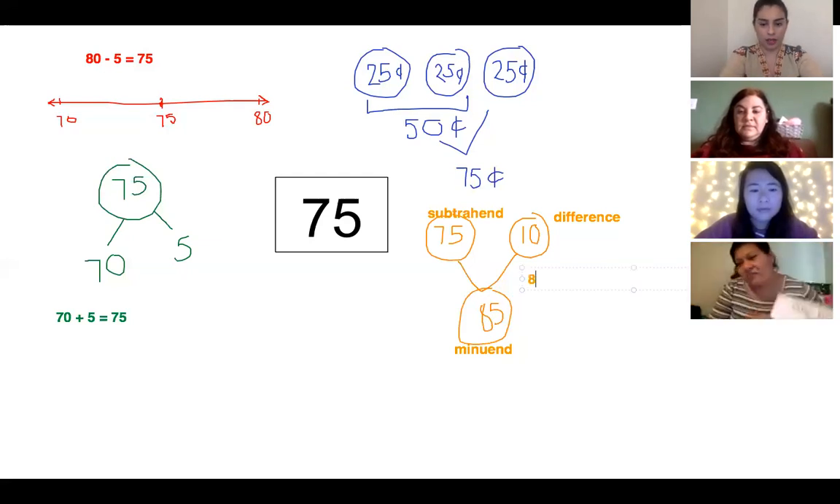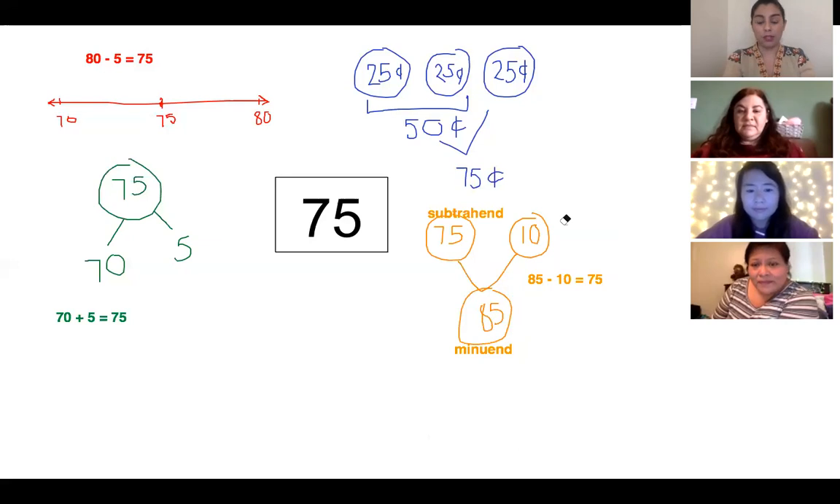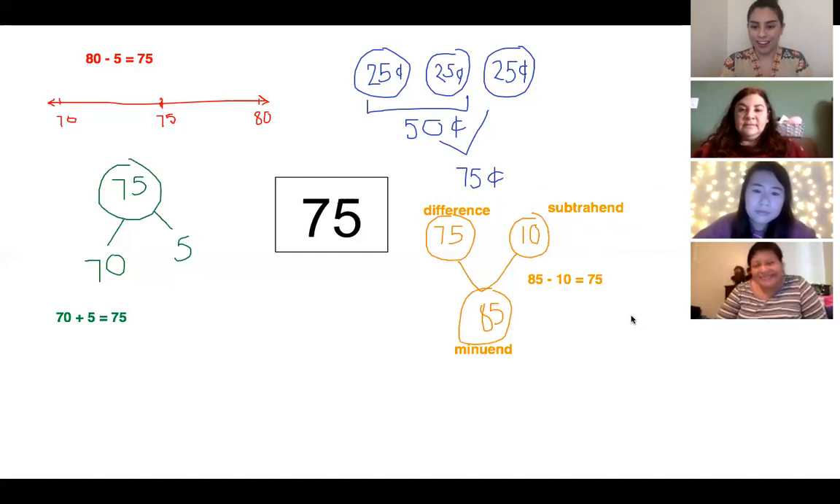Okay, so let's do that how you did it. So I need to change the vocabulary we have up here. Sorry. That means that our difference, remember, difference is always what it equals. In this case, our difference is 75 because we're trying to make 75. So I'm going to write it right here, difference. And then our subtrahend is 10. That is what we are subtracting from our minuend. Subtrahend. Beautiful.